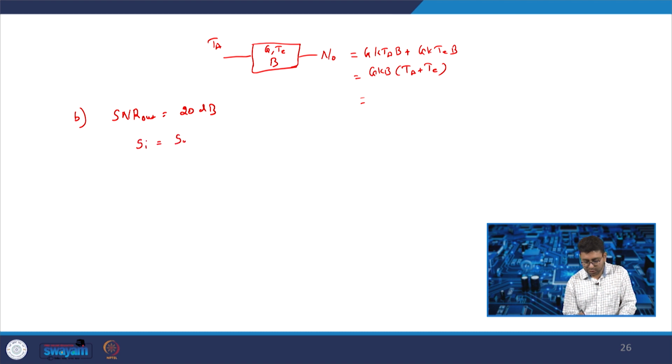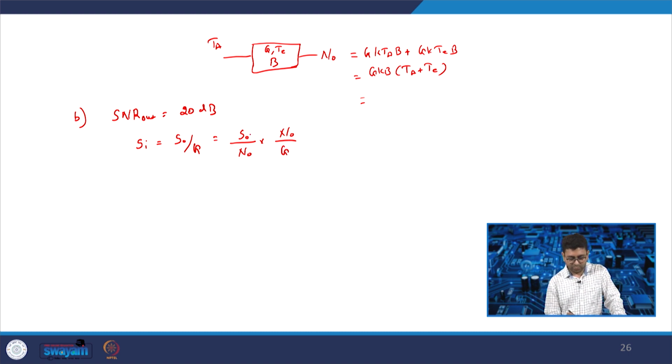It is nothing but the output divided by the gain, and you can also write it as output signal by No into No by gain. So, SO by NO you already know: 20 dB is given, the output noise power we have calculated using this, and you already know the gain, so you can find the input power. If you try to find the input power, it will roughly come around 80 to 90 dBm.